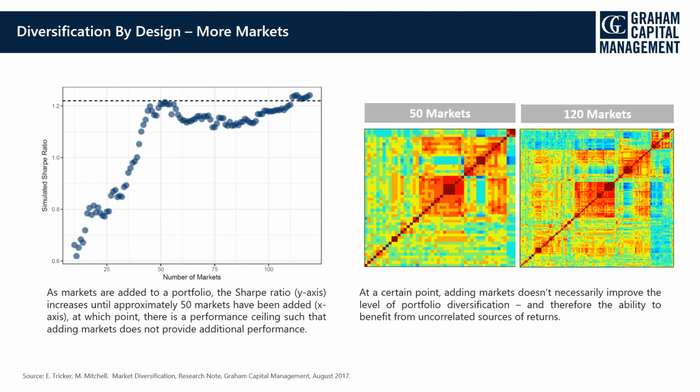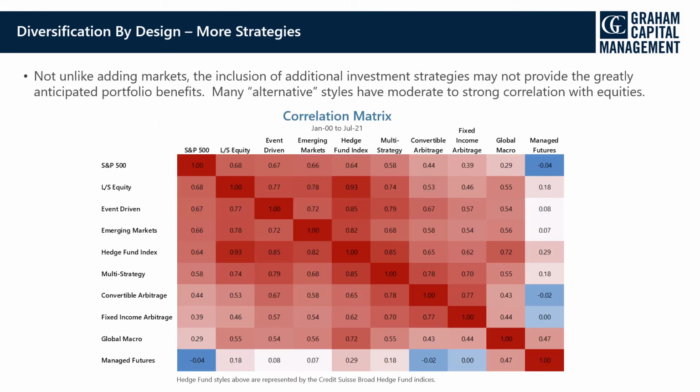Another way of visualizing this is through looking at the correlation matrices between them, these kind of heat maps on the right-hand side. The 50 markets and the 120 markets, they kind of look the same, right? The big blocks of red are the same. It's still got the same structure. We're not adding anything really innovative just by adding more markets. So you have to be careful that when you're adding something, it really is what you want to add and what you need to add. The same is true of strategy. So what's true of markets also applies to strategies.